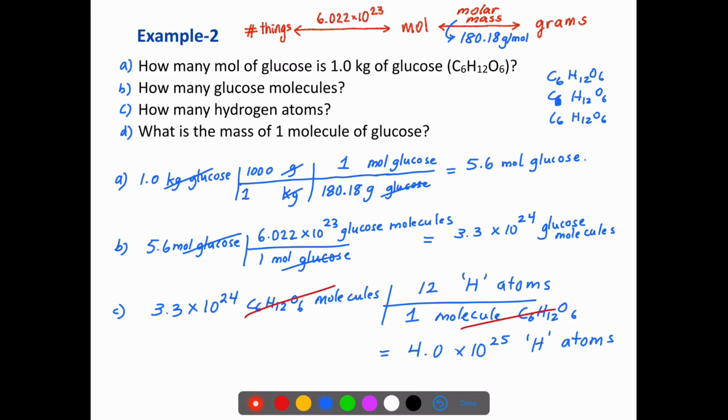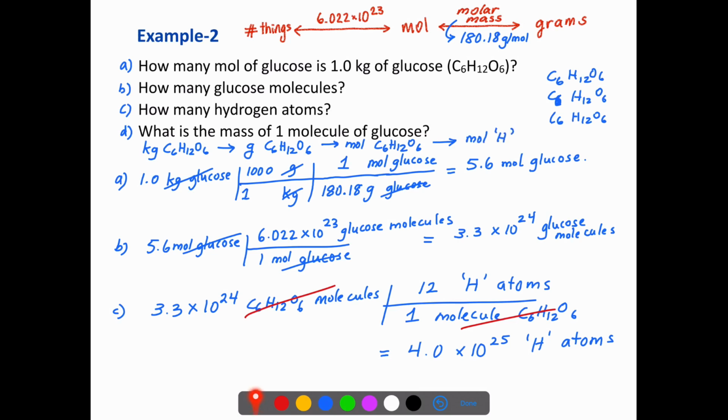Another way to do this is to go from kilograms of glucose, C6H12O6, to grams of glucose. So let's say you're starting from here. How many hydrogen atoms are in 1 kilogram of glucose? You can do kilograms to grams. Next, grams of glucose to moles of glucose using the molar mass of glucose. And then you can go from moles of glucose to moles of hydrogen. That's another way to do the same problem, okay?